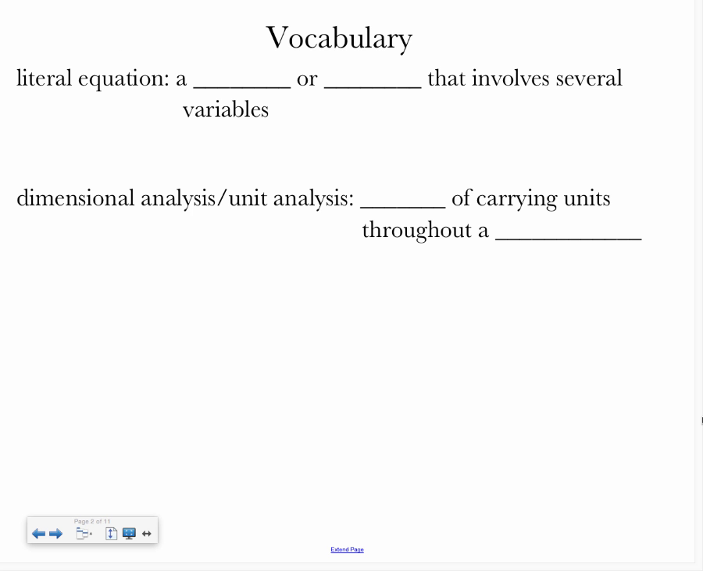So let's look at our two vocab terms for this section. The first one is literal equation. A literal equation is a formula or equation that involves several variables. So a formula or equation that involves several variables. Okay? So if we had 2a plus 3b equals c, that would be an example of a literal equation.